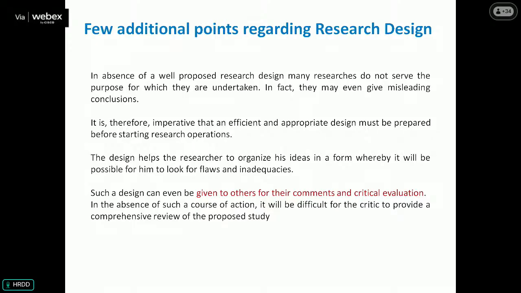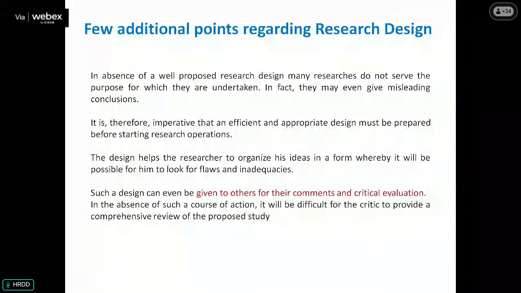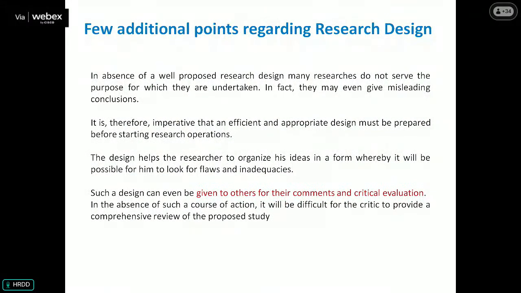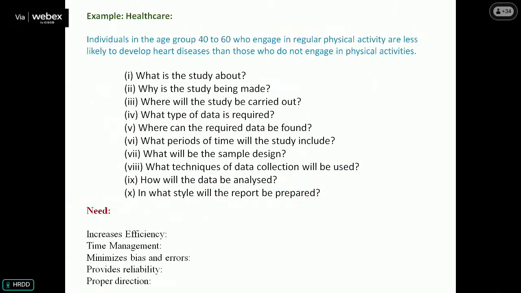In absence of such course of action, it will be difficult for a critic to get a comprehensive review of the proposal. So if you do not give your proposed design to your guide, he or she will not be able to critically evaluate what you are going to do. If he or she critically evaluates at the design stage, the flaws and inadequacies or bias or errors will be removed. Okay, you will not go for an ACM to find the nanoparticle size. So you will not land up in a method by which you may not be able to achieve a property correlation. So you will always be concerned with proper methods. This is what. Okay. So now we come to examples.